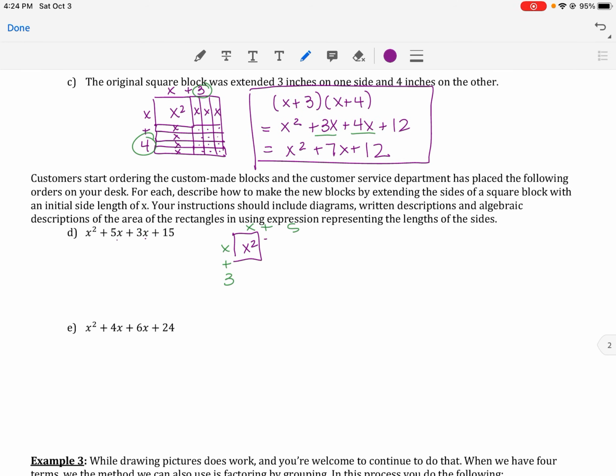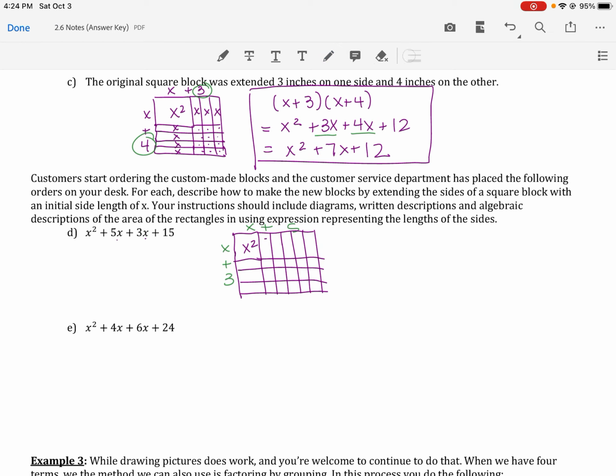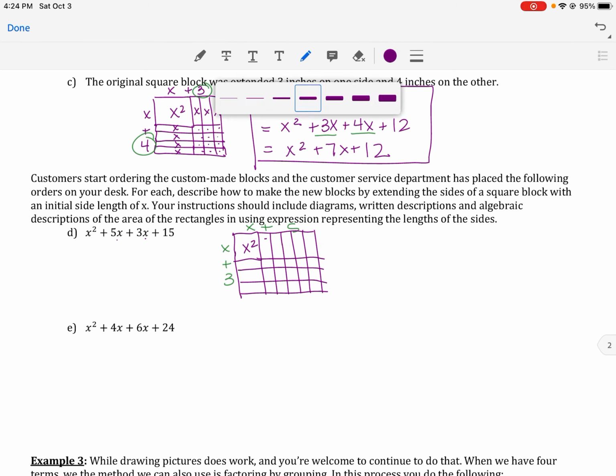So let's extend this side 5. So I've got 1, 2, 3, 4, 5. And then on this side, if I extend it 3, 1, 2, 3, we're going to get something that looks like this. Okay, so now let's write it another way. So we could write it, we know now is the outside area, so this is equal to (x plus 5) times (x plus 3).